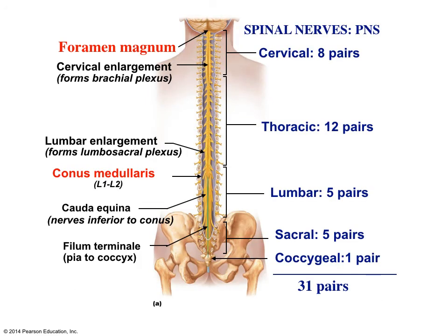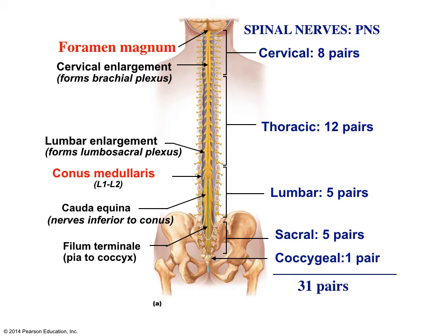Spinal cord extends from the foramen magnum down to L1, L2, where it ends as the conus medullaris. The two enlargements, cervical and lumbar, give rise to the brachial and lumbosacral plexuses, respectively. Inferior to the conus medullaris would be the cauda equina, which would be a plexus or network of spinal nerves inferior to that conus medullaris.